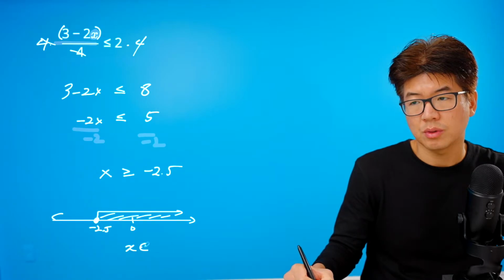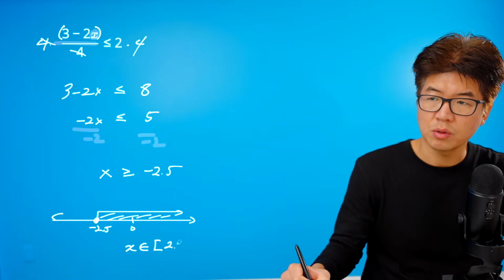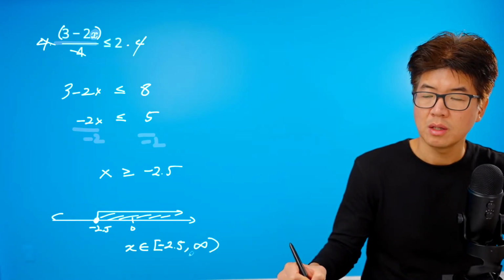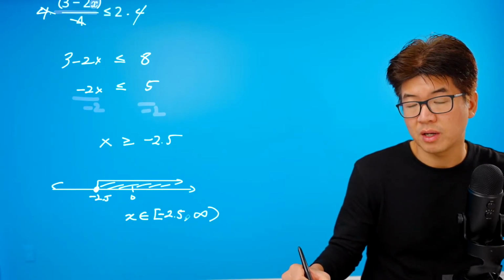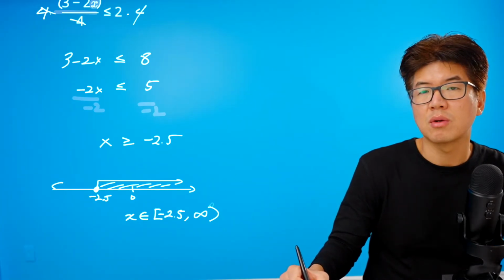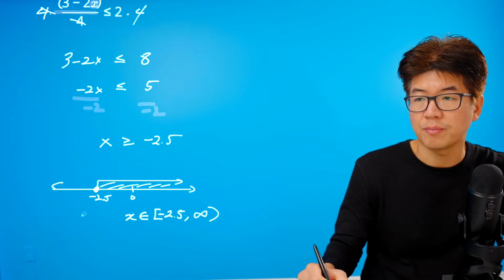So this can also be written as x belongs to square bracket -2.5 to infinity. I'm going to use a square bracket here to say include -2.5, and go towards forever to the right. But you can't include the last positive number, so we use a round bracket to say not included.